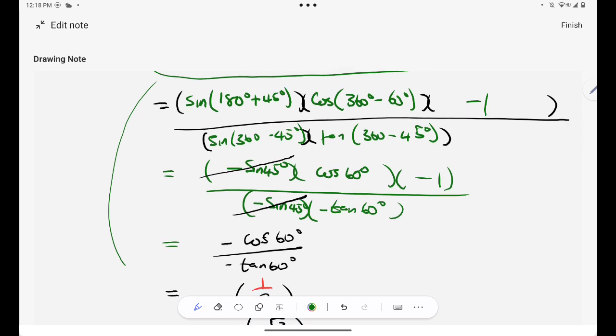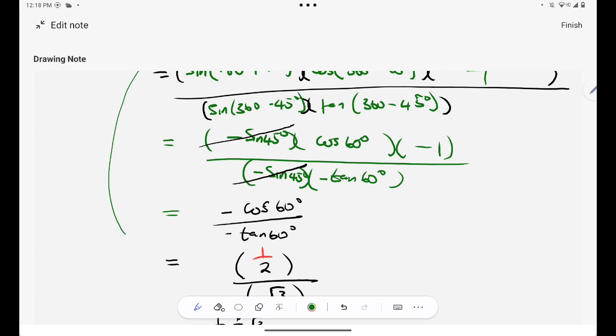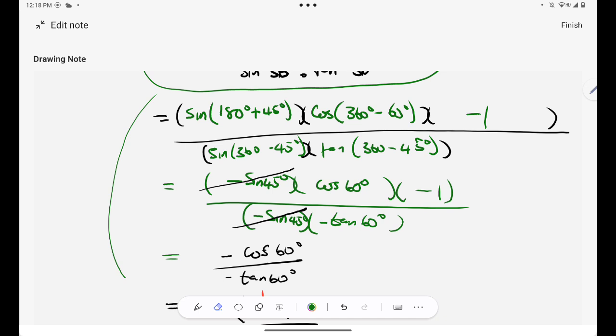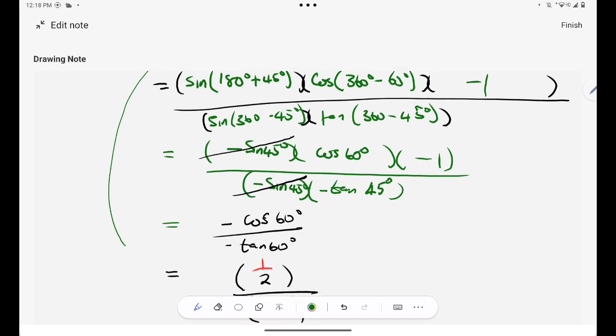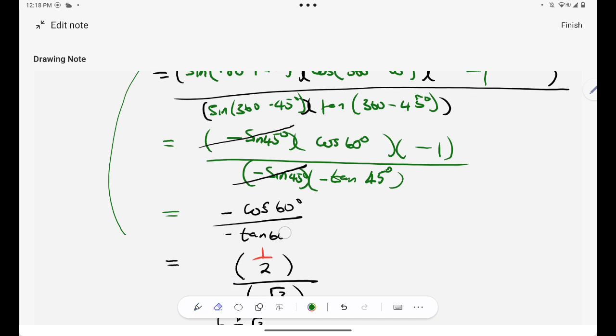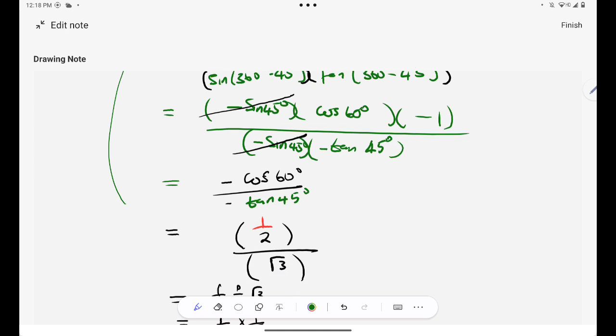I made a mistake there, guys. Excuse me. This thing here, I just realized that I made a mistake. 360 minus 45 will not give me 60. It will give me 45. Excuse me, I only have 45 degrees there, guys. So this thing over here will be a negative tan 45.